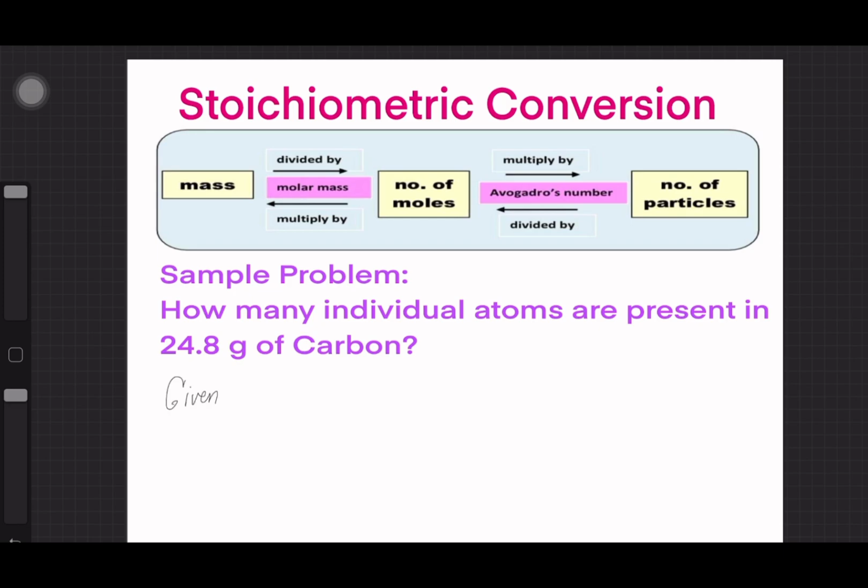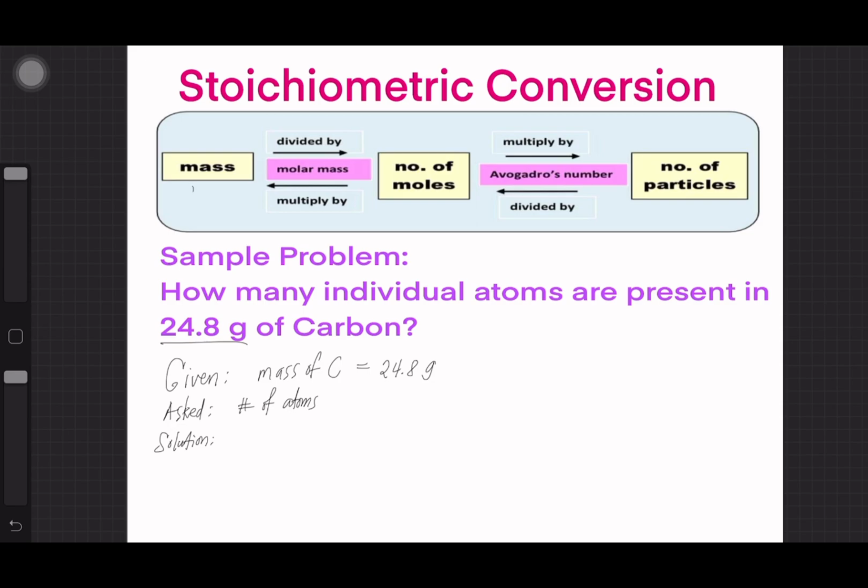Kaning sunod nga problem, gitagaan ta og certain mass sa carbon which is 24.8 grams. Ang pangutana, pila man ka buok atom sa carbon ang naa dinha sa kana nga certain mass. So gamitan gyapon nato og stoichiometric conversion and duha gyapon ka process ang atong gamiton dire. Una, i-convert nato ang mass ngadto sa number of moles. So atong buhaton, we have to divide mass over the molar mass.